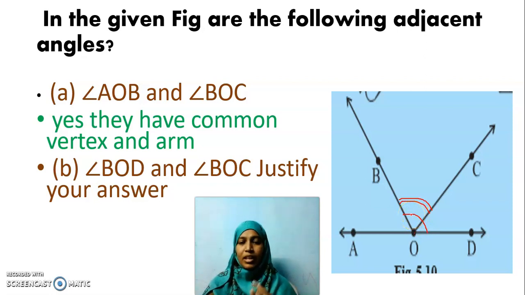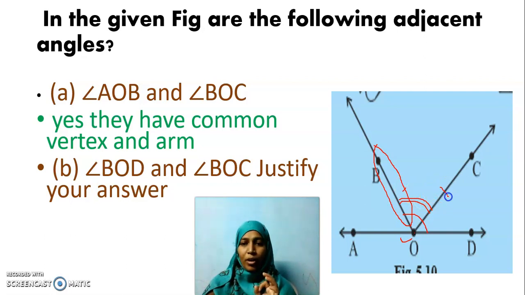Come on, start analyzing the 3 points. Do they have a common vertex? Yes, they have a common vertex. Do they have any common arm? Think about BOD and BOC. OD and OC are not common, but OB is common, isn't it, for both the angles? This is the common arm. So, the second condition is also satisfied. But what about the third condition?